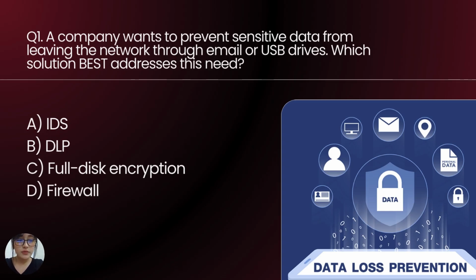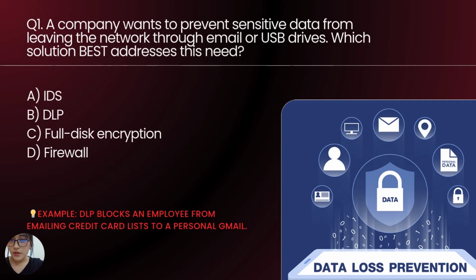And if you know your acronyms, what does IDS stand for? What does DLP stand for? It's gonna be a pretty easy one because the acronym itself tells you the answer. So let's break this down. What is IDS? IDS is Intrusion Detection System. It only detects suspicious traffic. It doesn't stop the data from leaving. So that's not the correct answer. What about B? DLP. DLP stands for Data Loss Prevention and it monitors and controls the data in motion, like emails and uploads. So that's the answer.